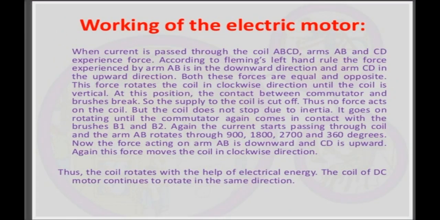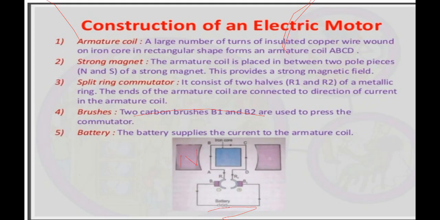CD will be reversed. Now the arm AB will experience a force upward, and arm CD is going to experience a force in the downward direction. Again, the two forces are equal in magnitude and opposite in direction, so they form a couple, and the torque of the couple rotates the armature coil in a clockwise direction. Thus the armature of the DC motor rotates in the same direction.